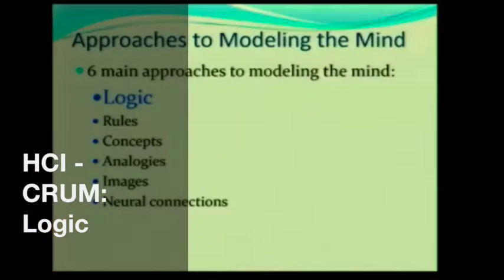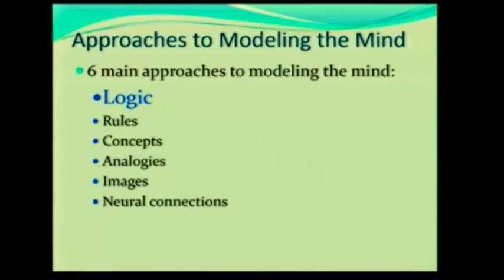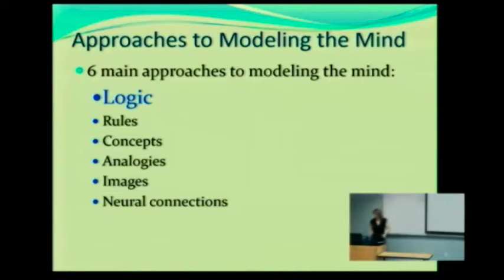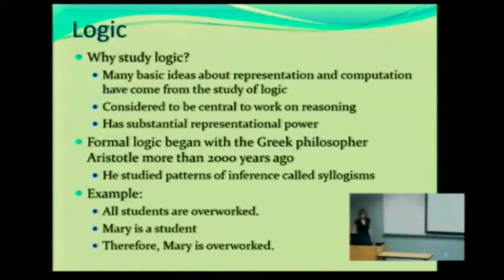So, when we're talking about CRUM and how CRUM models the mind, there are 6 approaches: logic, rules, concepts, analogies, images, and neural connections. We already started talking about logic. We talked about how logic is actually rather old, starting with Aristotle, that it has a lot of representational power when it comes to how the mind works as well as computation. And we gave an example. All students are overworked. Mary is a student, therefore Mary is overworked. It's all very logical, right?